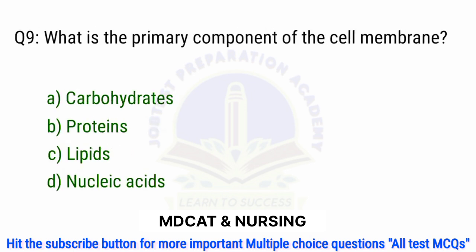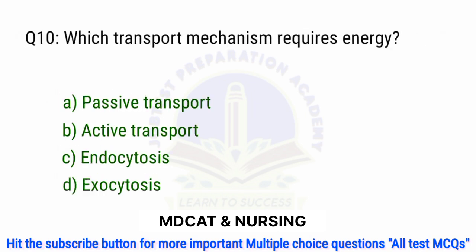Question number 9. What is the primary component of the cell membrane? The right answer is option C, lipids. Question number 10. Which transport mechanism requires energy? The right answer is option B, active transport.